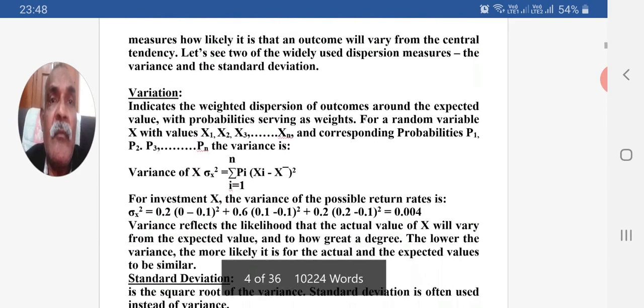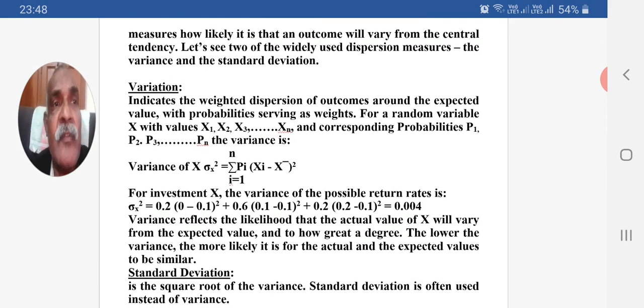Now for investment x, we should calculate the variance of the possible return. So variance is equal to what? Probability is 20%, 0.2, multiplied by return 0 minus expected return 10%, that is 0 minus 0.1 whole square, plus average 60% probability, return is 10%, 0.1, expected return is 0.1, so return minus expected return whole square, plus good state of economy 20% probability, return is 20%, 0.2, expected return is 0.1, whole square. When you calculate and add all this, you will get 0.004.